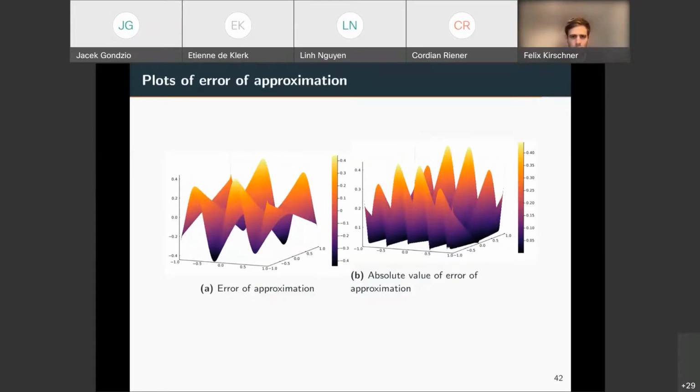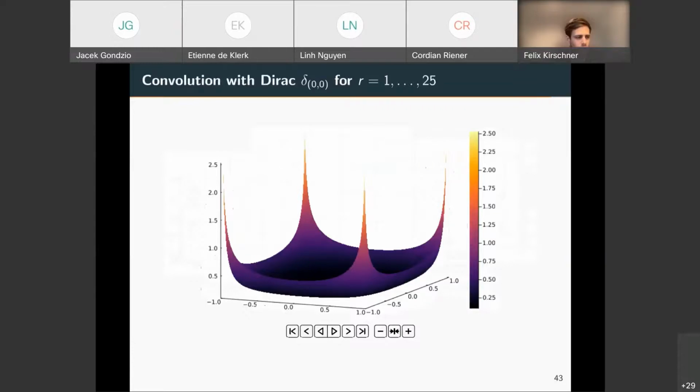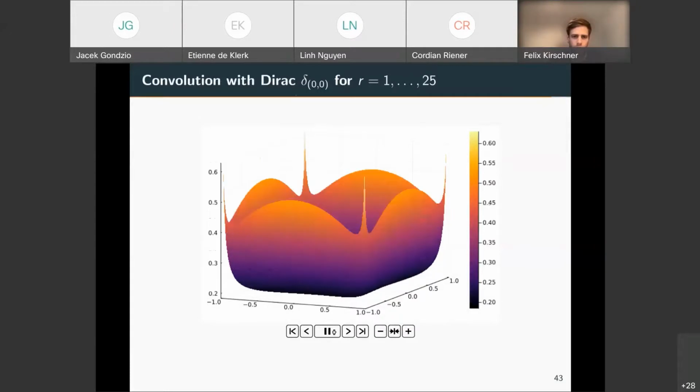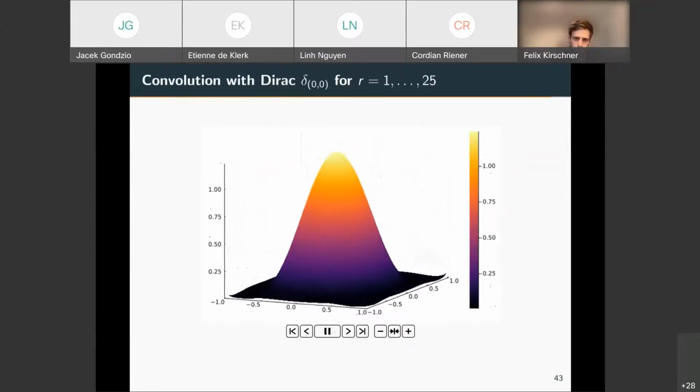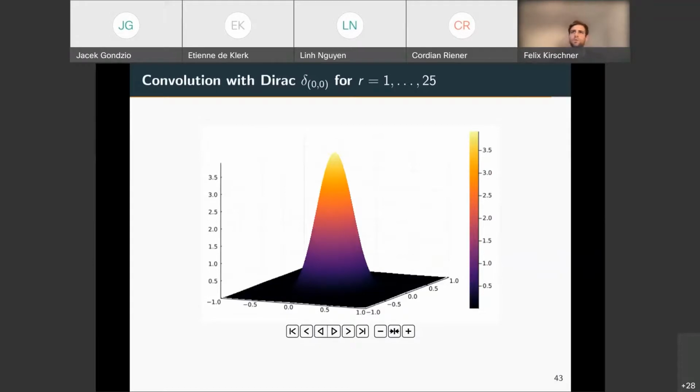Now I'm just going to show you something that might be reminiscent of Monique's lecture. This is the convolution of the kernels with the Dirac delta at 0, 0, and it looks basically like this. If you recall Monique's lecture, where she had the plots of the optimal SOS density for the minimizers of the Motzkin polynomial, we also saw these things being very close to 0 away from the minimizers, and then going up very steeply.